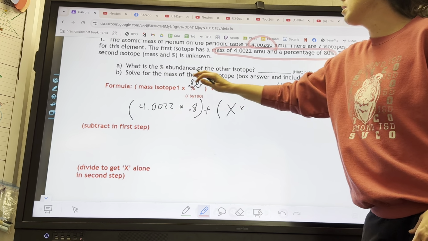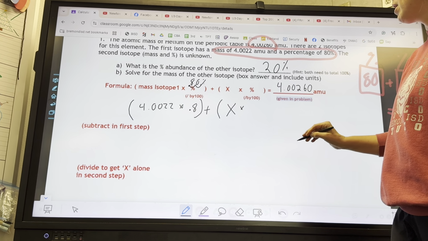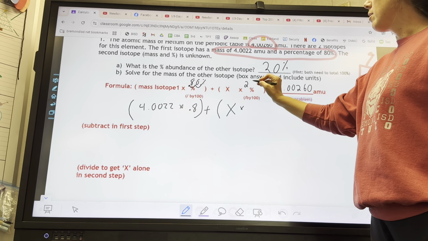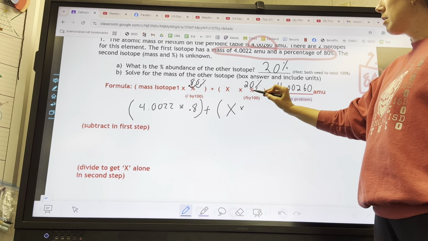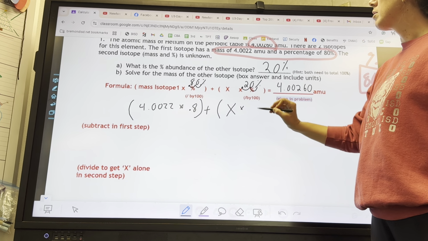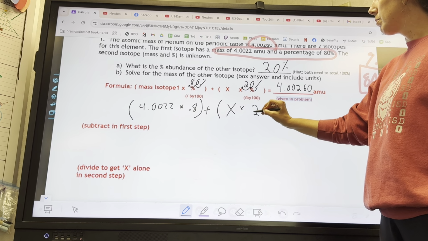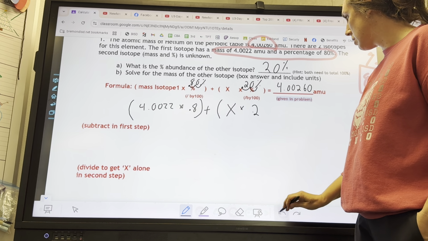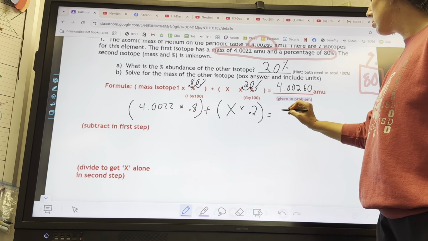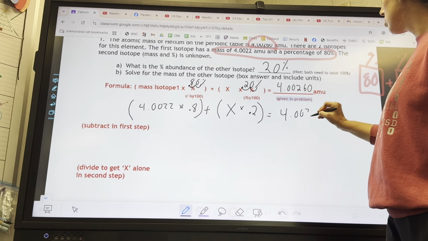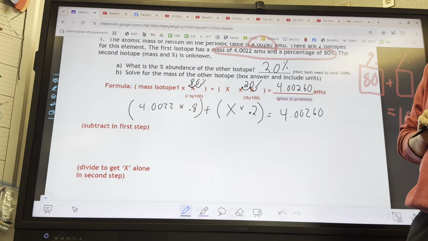So what is the abundance of the other isotope? It's 20%. But how do we convert 20% into our decimal, divided by 100? Move it up 2 decimals, right? Good. So it's x times 0.2. Y'all, sorry, that decimal looks terrible. 0.2 equals 4.00260. I'm not going to put the units just so that it's less stuff to write.